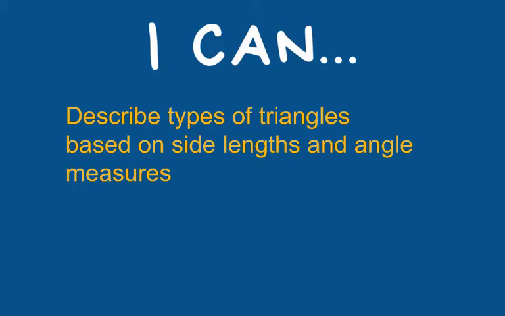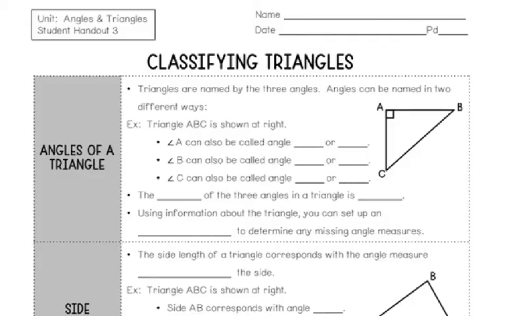Let's get started. To begin, let's talk about angles of triangles. Triangles are named by the three angles. Angles can be named in two different ways. So let's look at triangle ABC over here to the right. We've got angle A here. That is where these two lines meet and make this vertex.